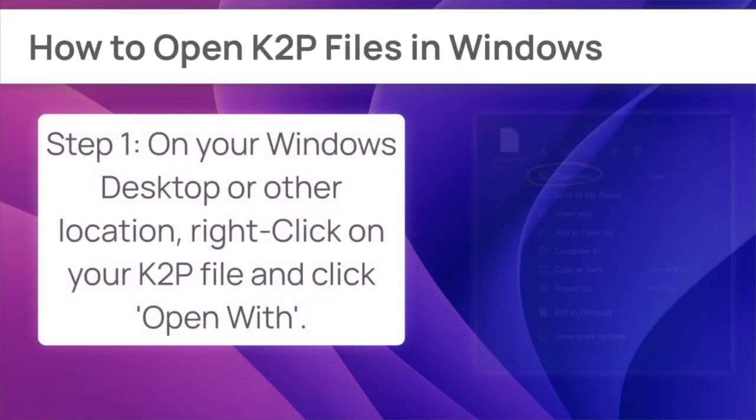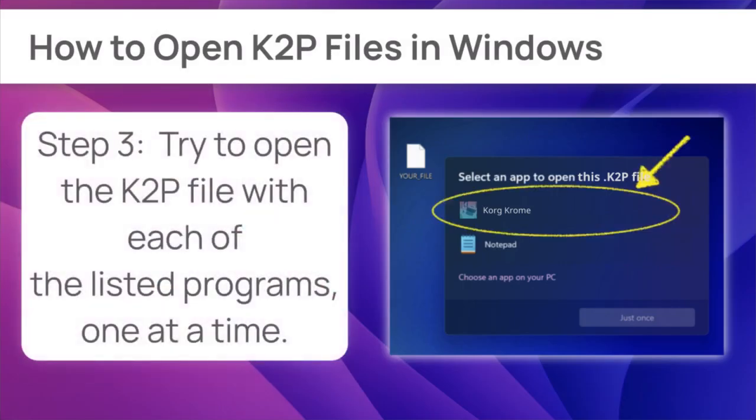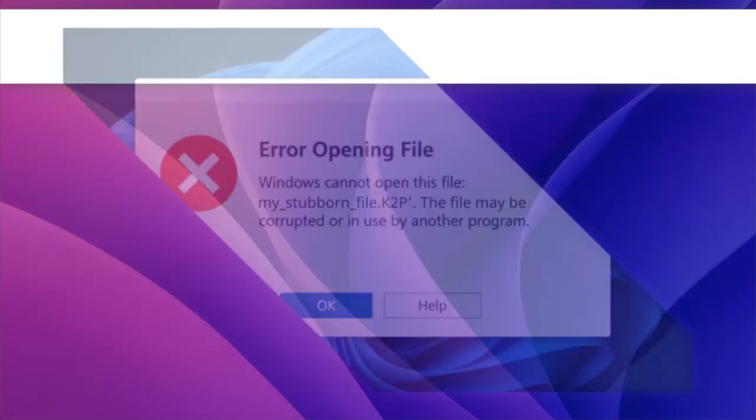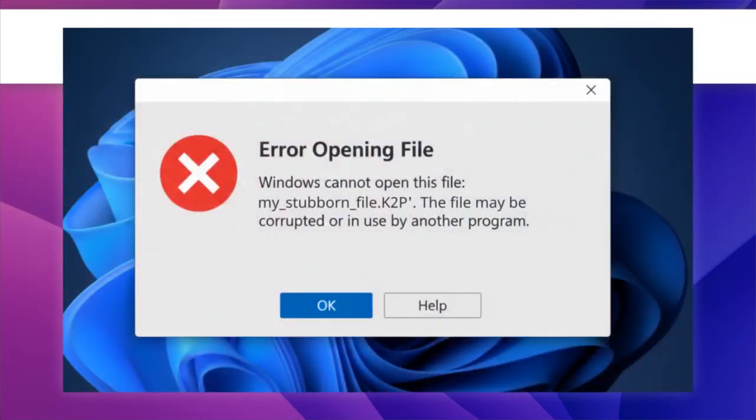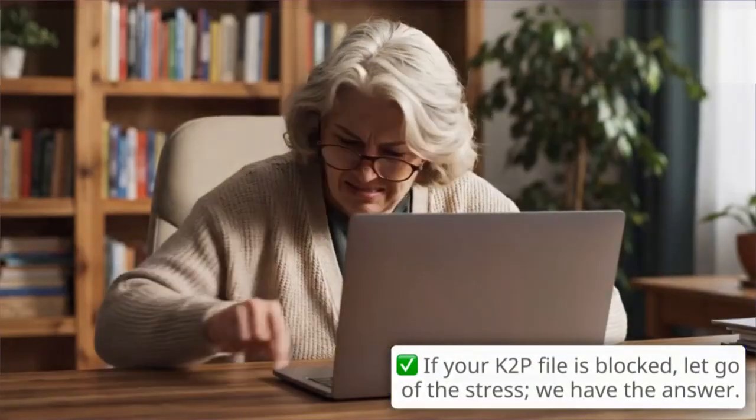We are performing a foundational software check. Right-click your K2P file and choose Open With. Test with Korg Krome first. If it's missing, select another program. It's often a simple software fix. If you've reached this stage, the problem is deep. We are going to perform 3 quick tests targeting the most common failure points.